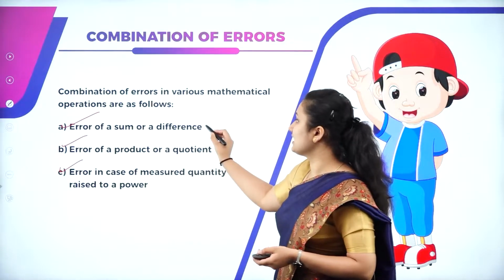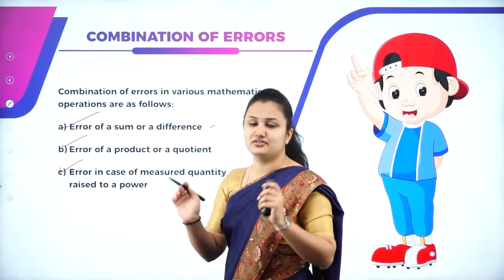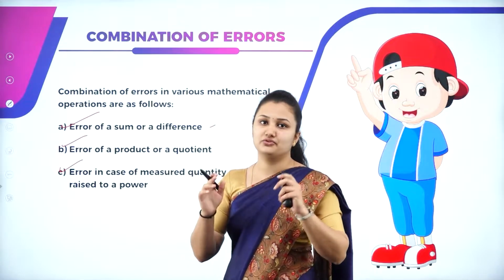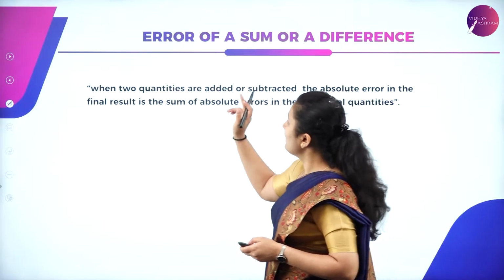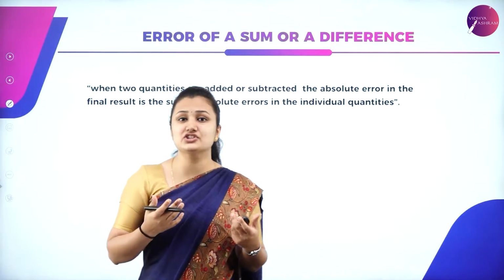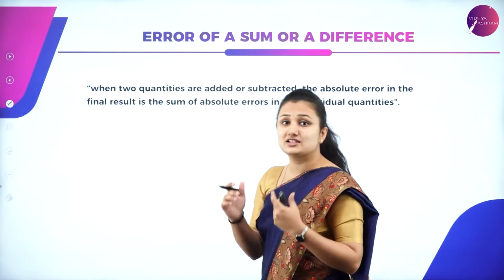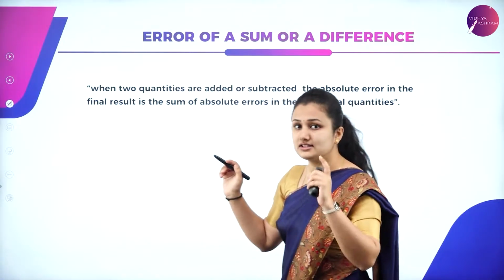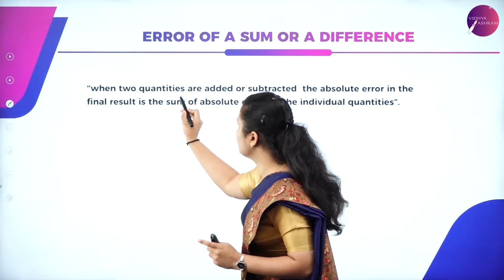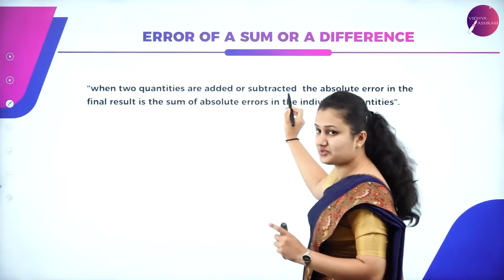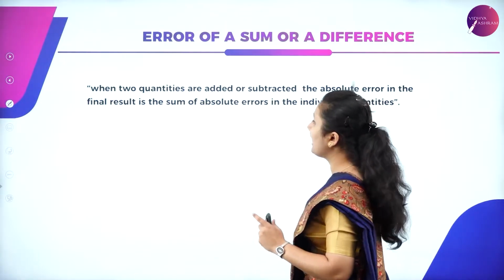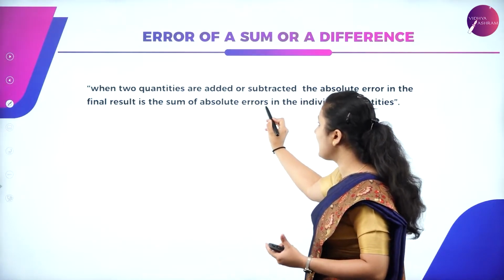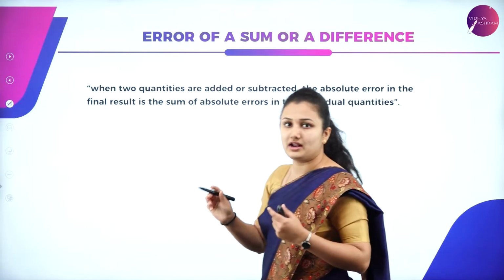So first we'll start with error of a sum or a difference. Let us try to understand what is error of a sum or a difference. Error of a sum or a difference is nothing but addition or subtraction. This is my first rule. Rule 1 says, listen carefully, when two quantities are added or subtracted, the absolute error in the final result is the sum of absolute errors in the individual quantities.